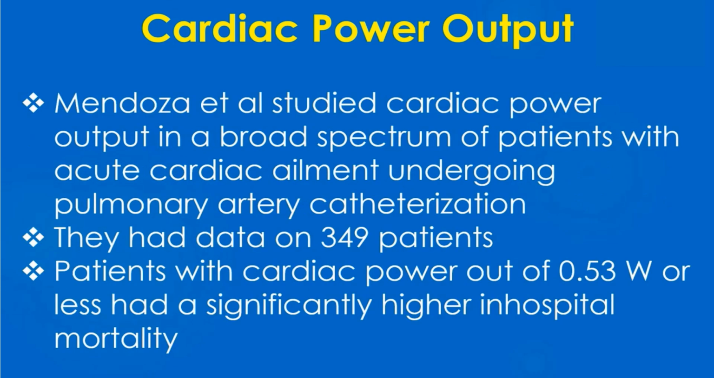registry. Mendoza and colleagues studied cardiac power output in a broad spectrum of patients with acute cardiac ailment undergoing pulmonary artery catheterization. They had data on 349 patients. Patients with cardiac power output of 0.53 watts or less had a significantly higher in-hospital mortality.